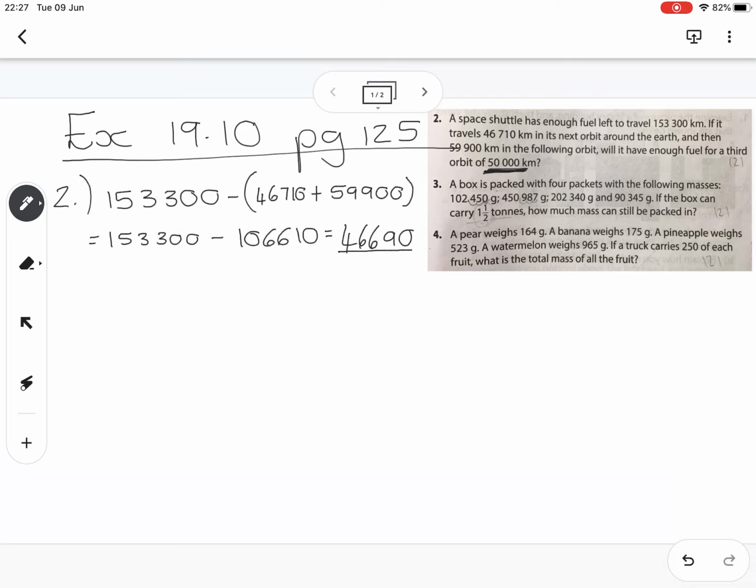No, this is as much as he can go. So your answer needs to then be no. He can't go another 50,000. He can only go this far. And if they were asking you how much he is short, then you could do 50,000 minus this amount to tell them how many kilometers he still needs fuel for.